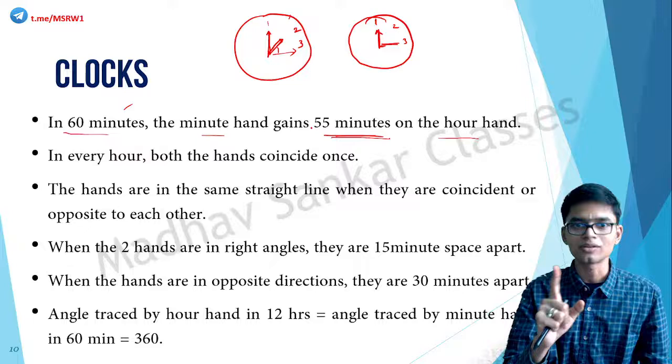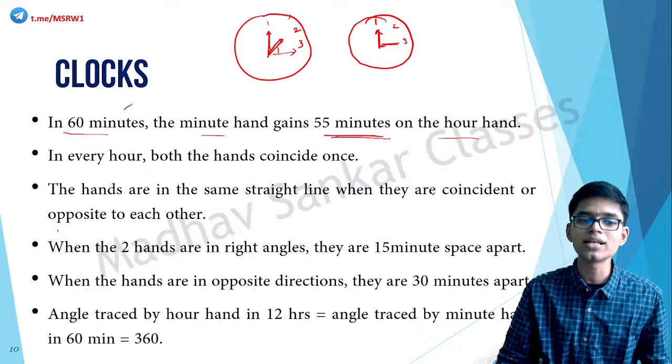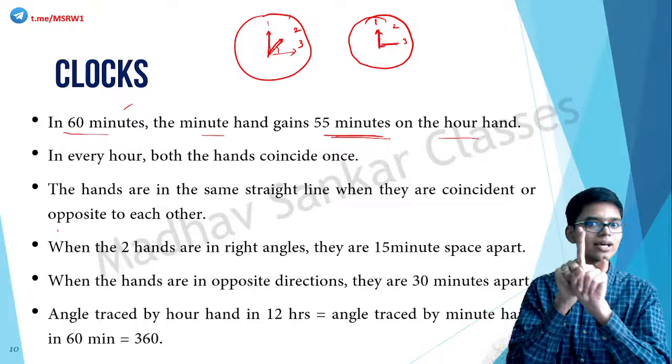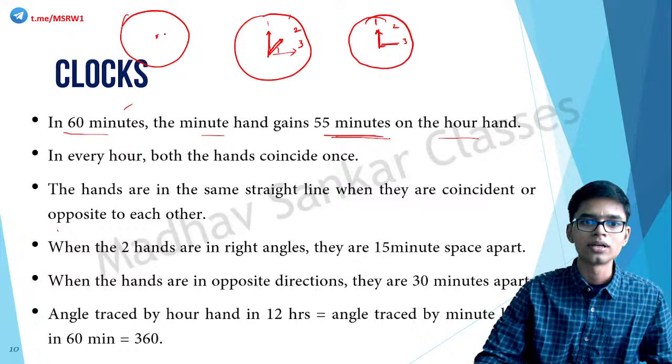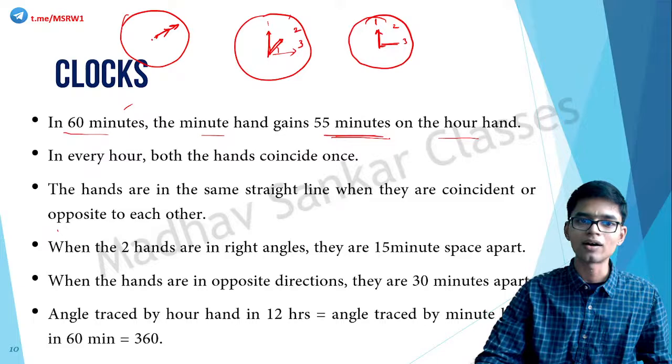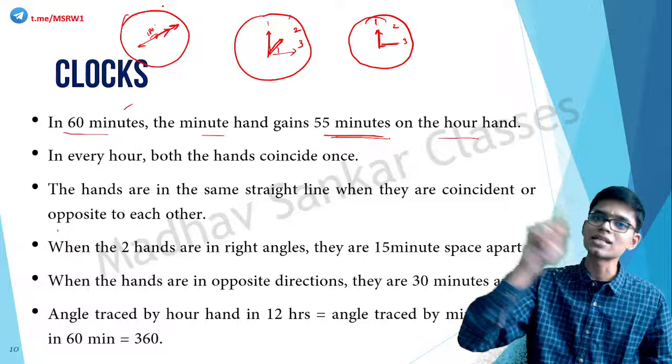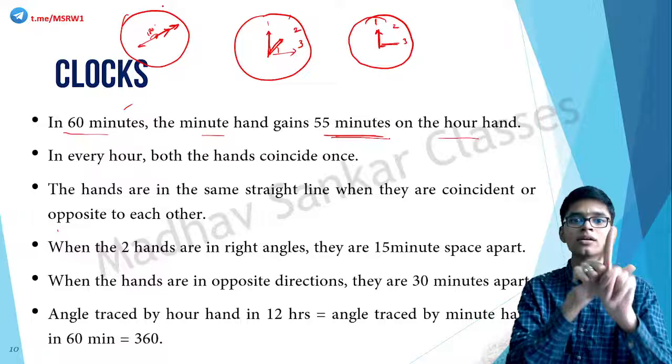The hands are in the same straight line when they are coincident or opposite to each other. Suppose the clock is showing a time where here is the hour hand and here is the minute hand together. In that case, it is a straight line. Similarly, if the hour hand and minute hand are exactly opposite, making an angle of 180 degrees, then also it is a straight line. So straight lines are possible in two cases. One, if they are coinciding. Two, if they are exactly opposite to each other.